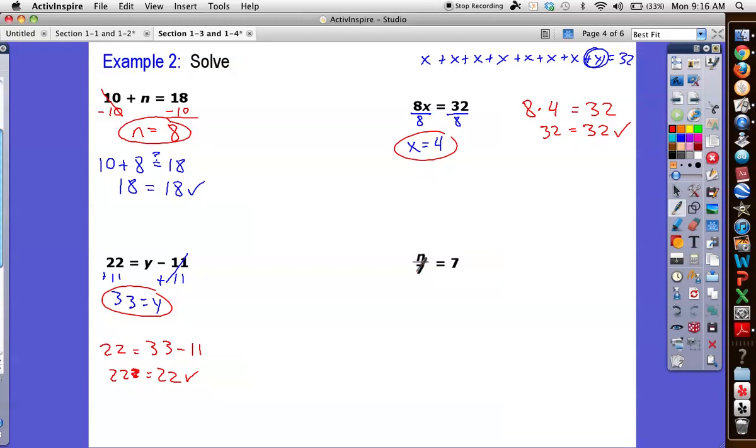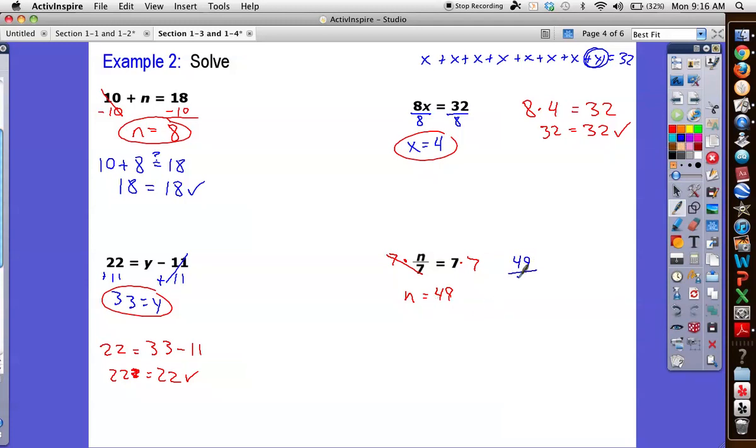Down here, I'm dividing n into 7 groups. When I do that, I get 7. So I need to know what's the larger number that if I divide it by 7 gives me 7. So the opposite would be to multiply by 7. So when I do this, that gets rid of the 7's, leaving me with n. 7 times 7 is 49. Check the solution. Make sure it works.